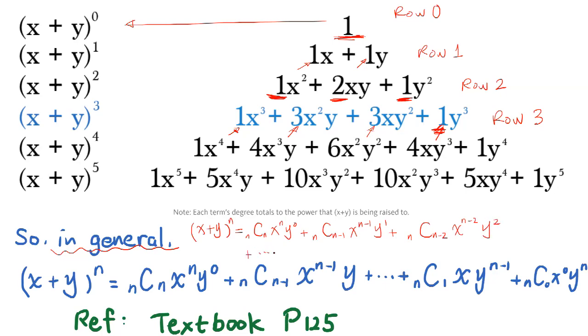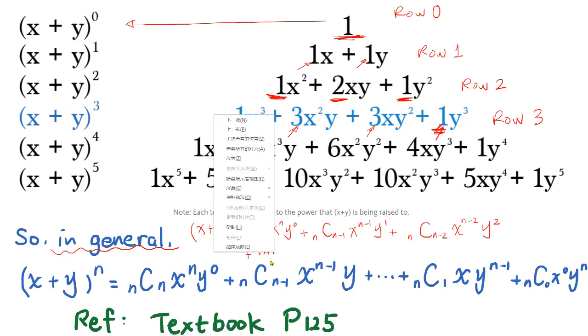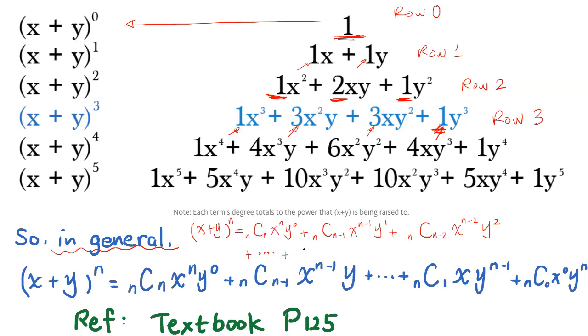And we can continue this process until the second to the last, which is Cn1 x to the one, y to the n minus 1. The last term would be Cn0 x to the zero y to the nth. Understand? Okay, I'll explain it in Chinese again.